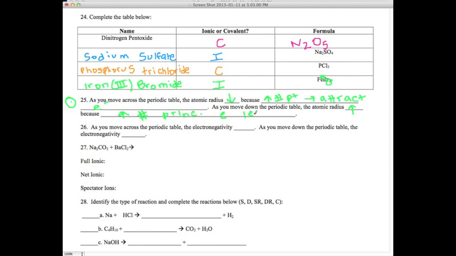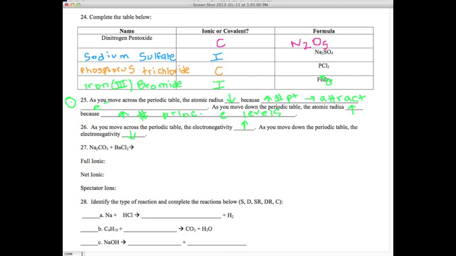Energy levels. Remember, for your electronegativity and for ionization energy, it is the exact inverse of atomic radius. Therefore, as you move across the period, since your atomic radius decreases, this is going to increase. As you move down the period, since this increases, this is going to decrease. And that's why it increases, because this is decreasing.